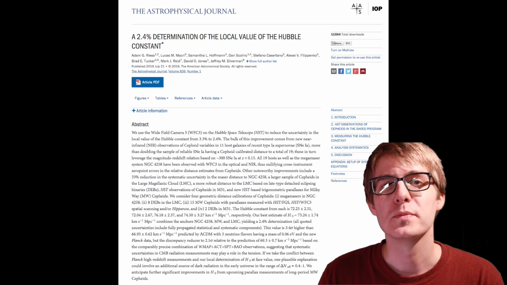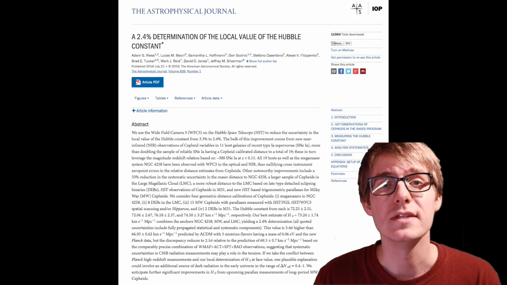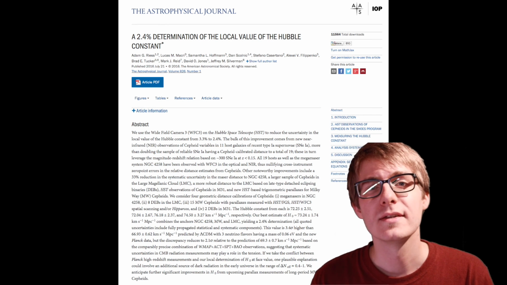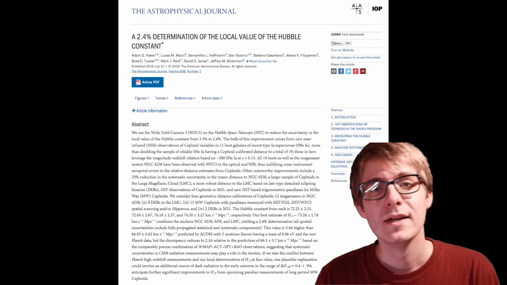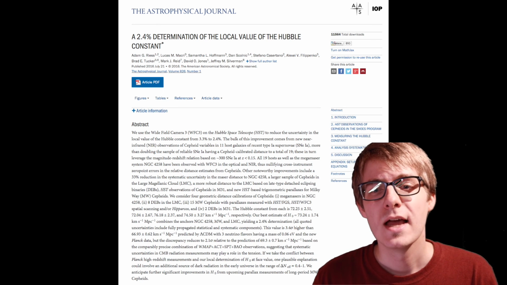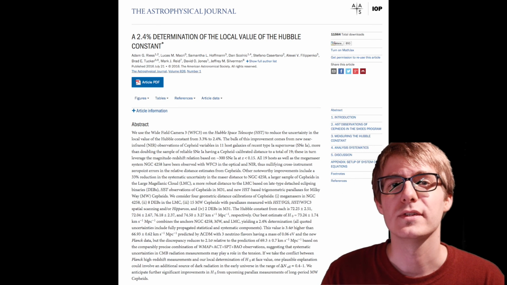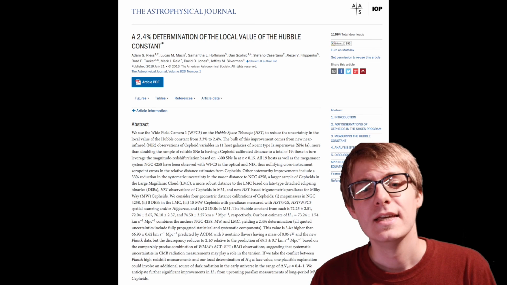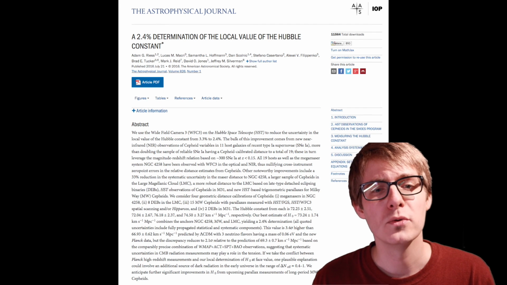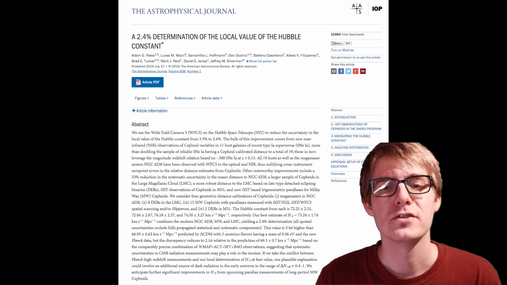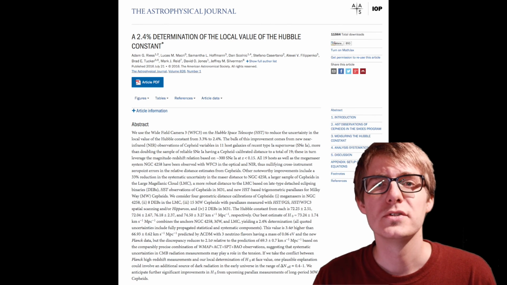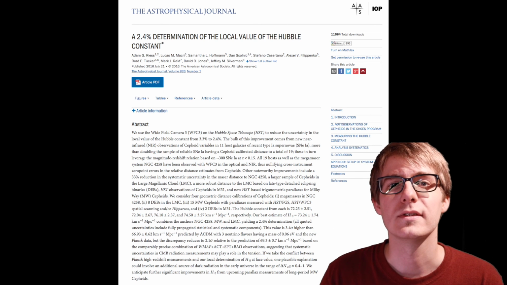One of the leading groups in that field is led by Adam Riess, who was joint winner of the Nobel Prize in 2011 with Brian Schmidt and Saul Perlmutter. In 2016, he published a paper in which he presented a revised measurement of the Hubble constant. In it, he describes that by increasing the number of Cepheids and supernovae alone, and better distance calibration to the Large Magellanic Cloud, he achieves a 2.4% determination of the Hubble constant.